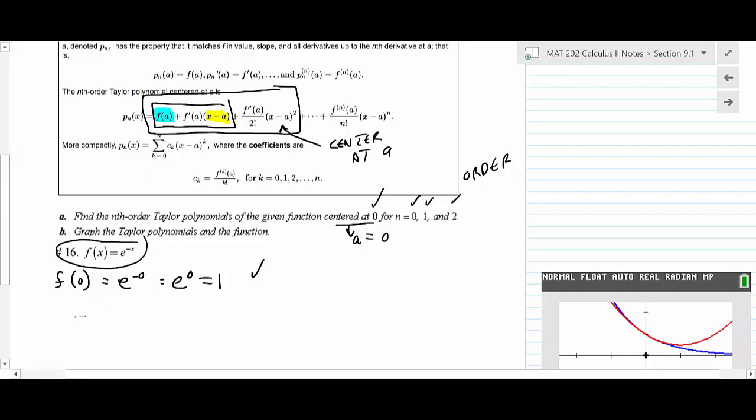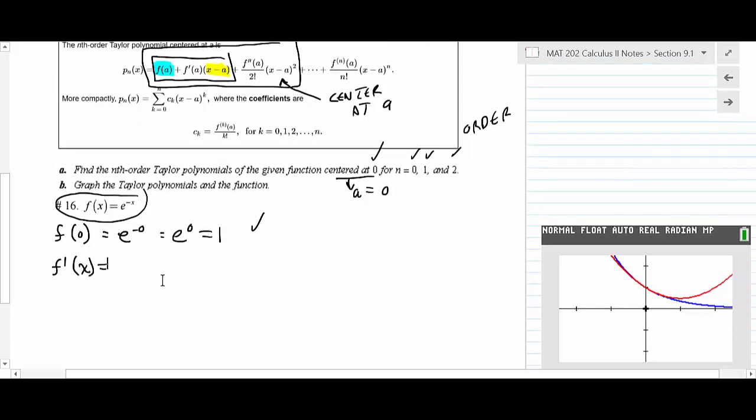Okay, then we go on to the second part, so we need to do f prime of x like this. So I'm going to go ahead and just kind of work on the derivatives. When we're doing an order of 1, that means it's a linear approximation, so we're doing the first derivative. So let's do the first derivative of this function. What's the derivative of e to the negative x?